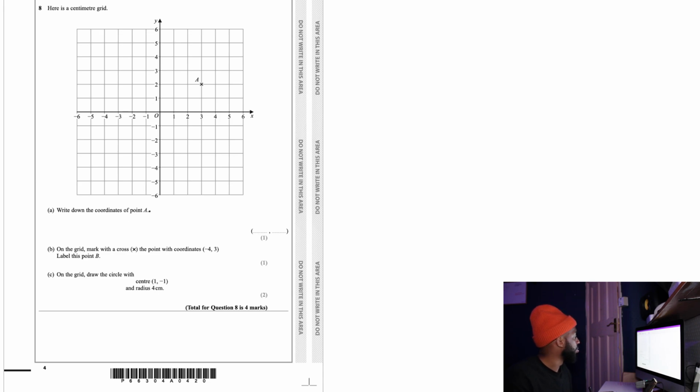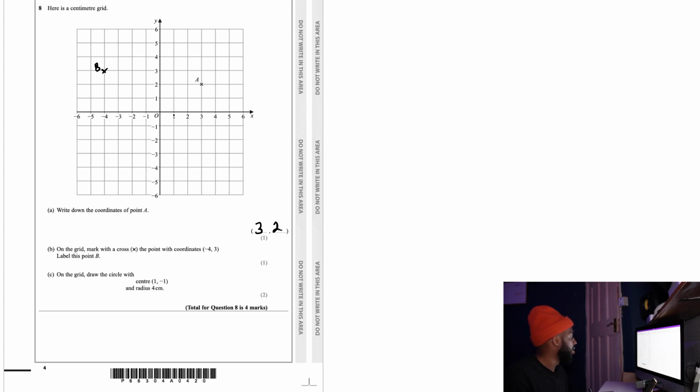Next we have a circle question. It says write down the coordinates of point A. That's going to be, so we go 3 across, 2 up, so 3, 2. On the grid, mark with a cross the point with coordinates minus 4, 3. And then we label it B. So minus 4, we go across here, and then 3 up to this point here, and we need to label that B.